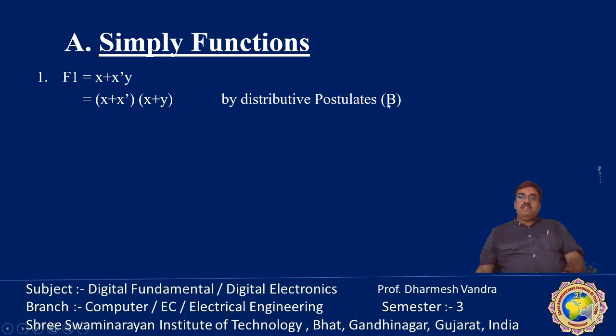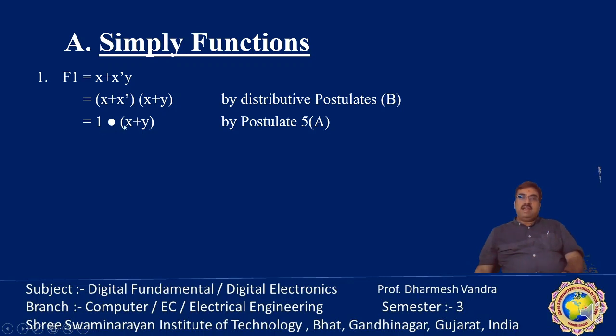Here we use the duality of postulates. The duality postulate says x plus y and x plus z is equal to x plus yz. So the distributive postulate is helpful here: x plus x dash and x plus y. Now, as you know, x plus x dash will become 1 as per postulate 5a. A variable ORed with its complement gives the whole universe, so it will become 1.